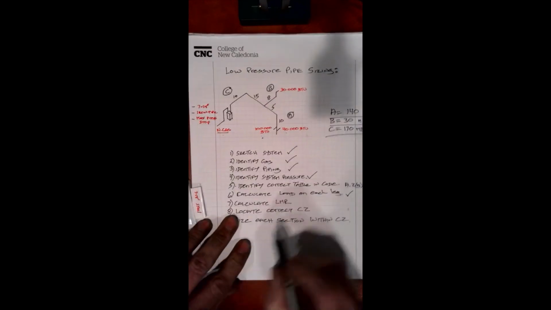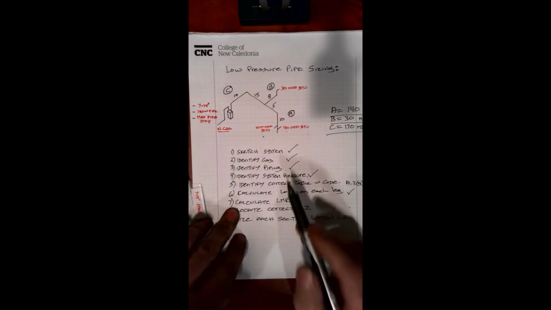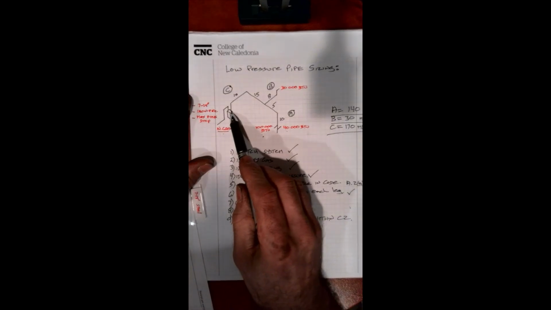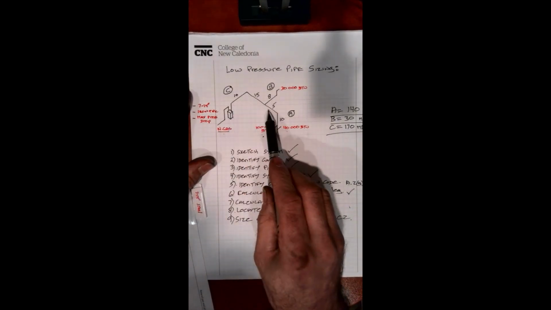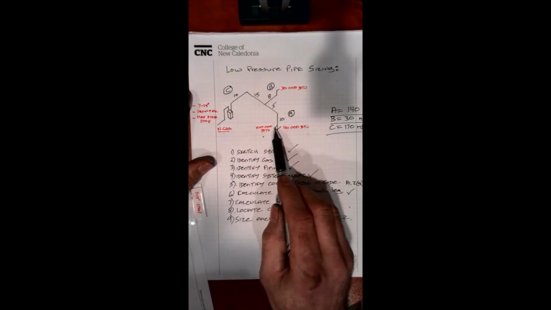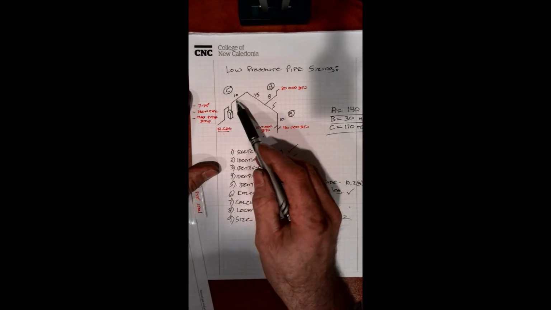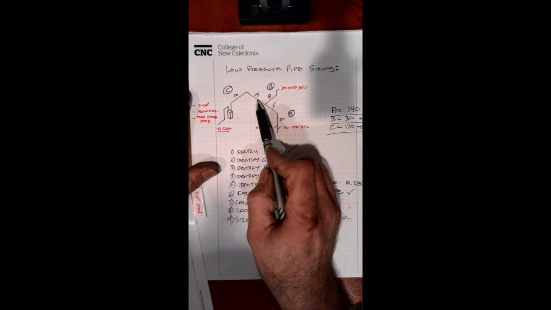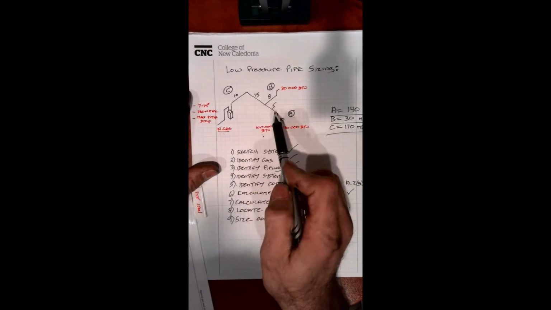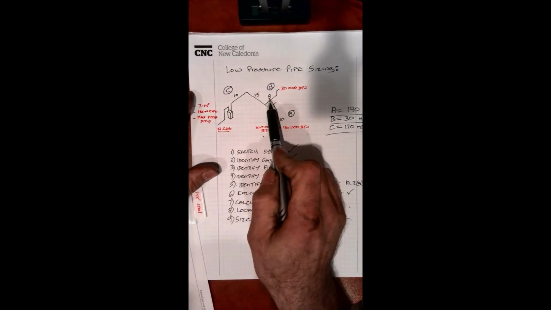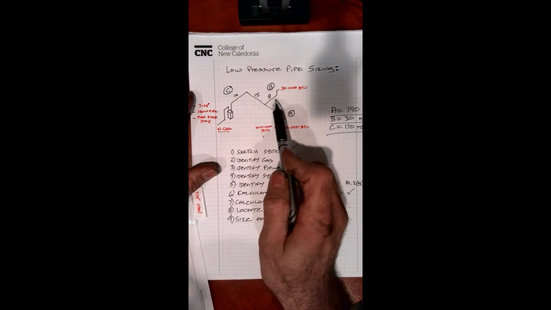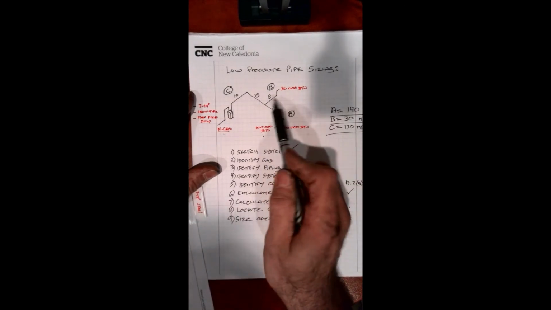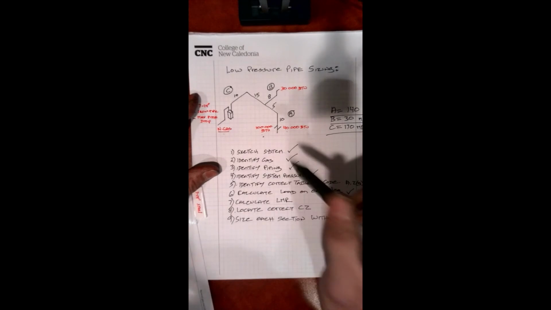So we'll check that. Calculate the longest measured run. That means we're going to start at the meter, and we're going to add up our measurements of these legs. So starting at the meter, we got 10 feet, 15 feet, so it's 25, and then another 8, so we should come out to 33 feet.